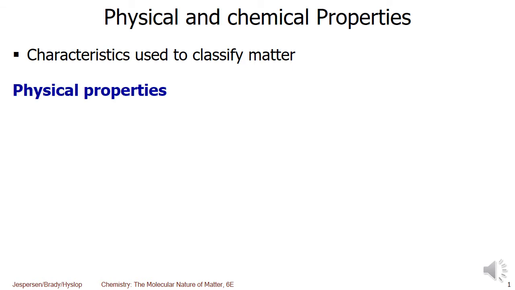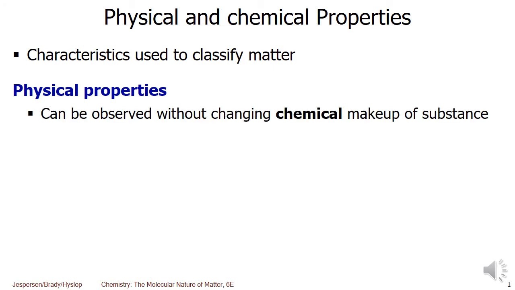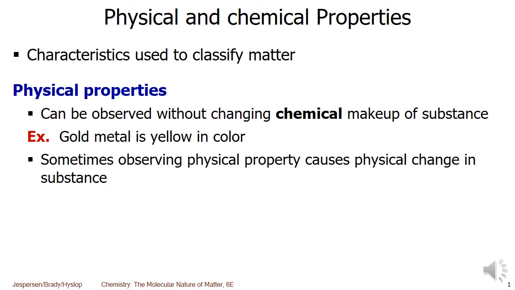Physical properties. A physical property is one that can be observed without changing the chemical makeup of a substance. For example, a physical property of gold is that it is yellow and shiny. This is a physical property. It can be observed without changing the chemical makeup of the substance, as we said, like gold metal is yellow in color.